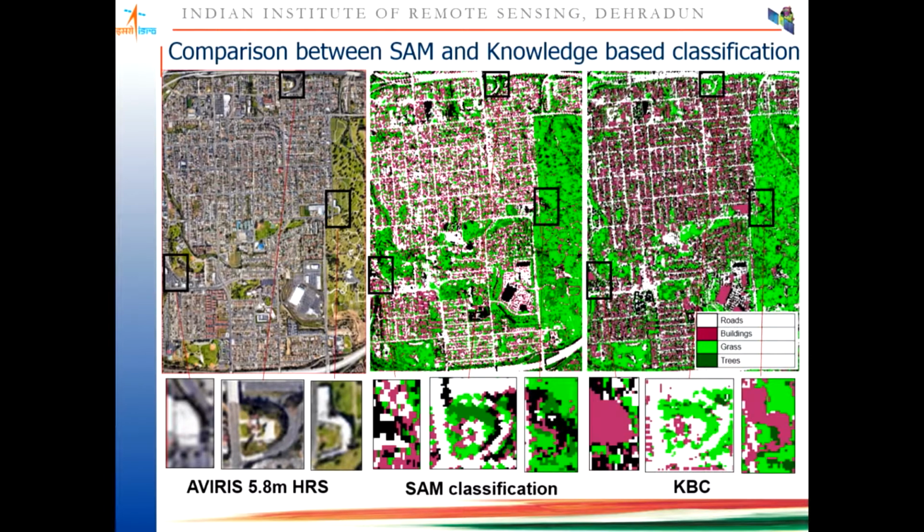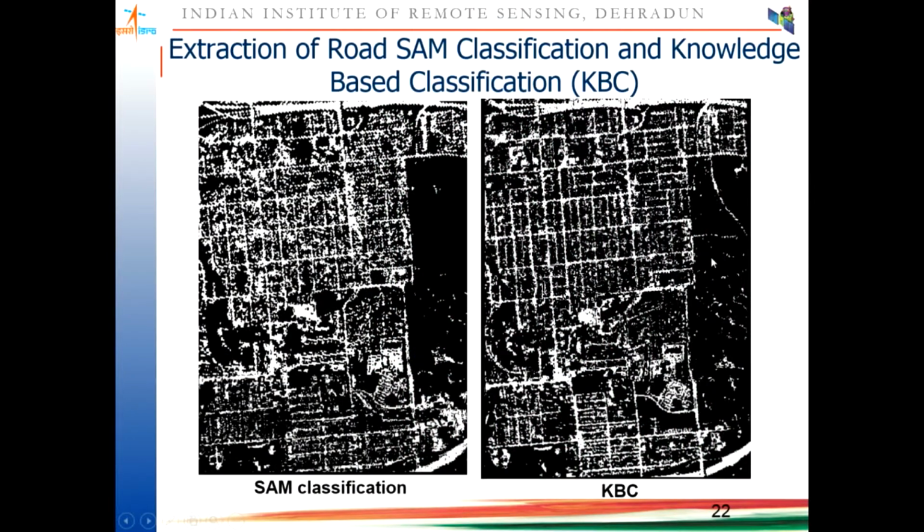Okay, so a quick glance at understanding the difference between SAM and knowledge based classification. Just below, if you can see, we'll take this example. This is one building, and in knowledge based classification it is classified. However, here it comes under the non-classified category. So this is how knowledge based is going to give you better results. It can also help you in extracting road.